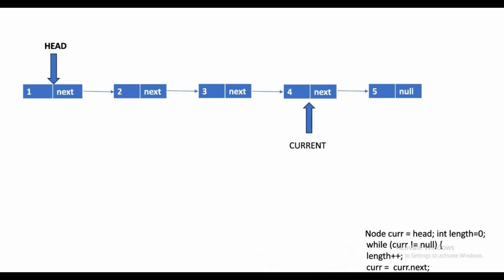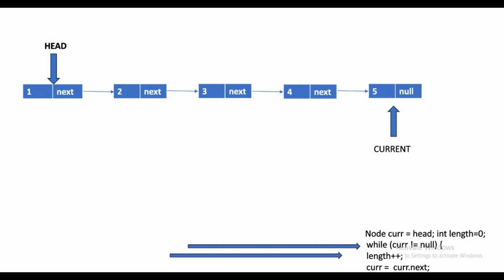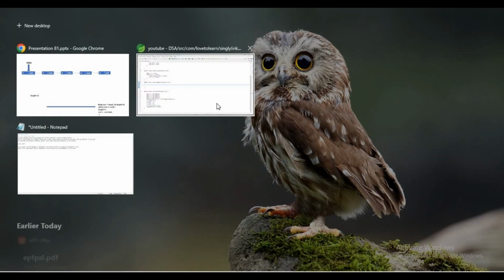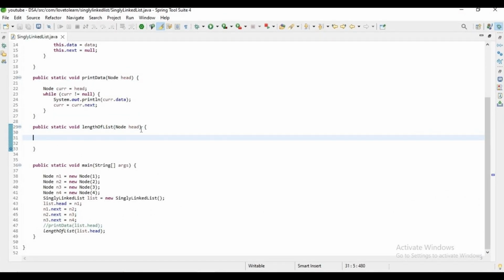Here also we do the same thing, and now we are finally at our last node. Here we'll check whether it is null or not and we'll increment the size. Now current equals current dot next. What is current dot next? Null, right? So when current not equal to null is checked, this condition will be false, because the next of this node is null. So the loop will end here and we'll get the final result as 5. I hope you got it via the animation. Now we can move towards the implementation.